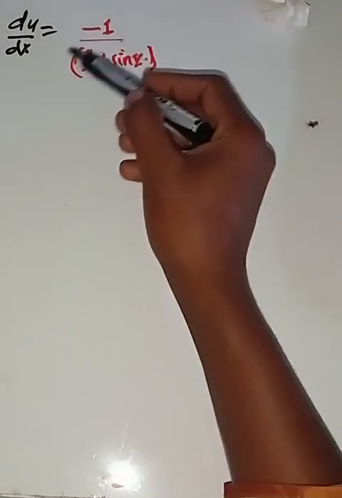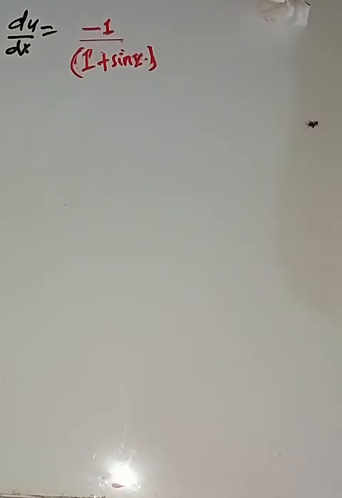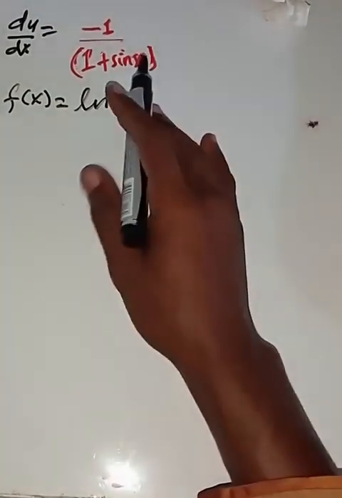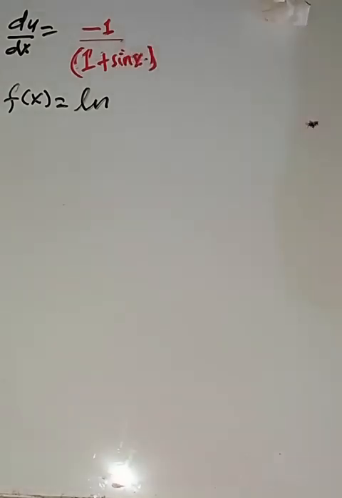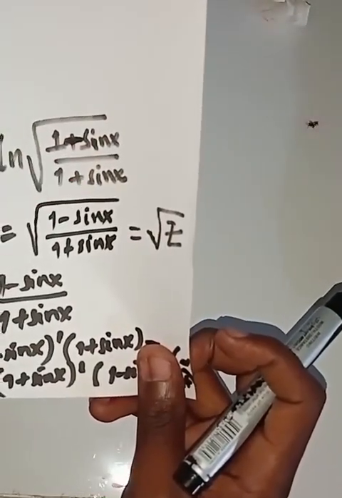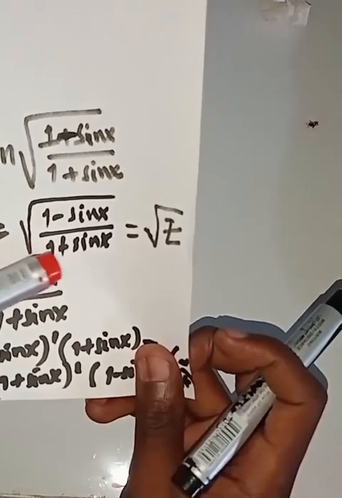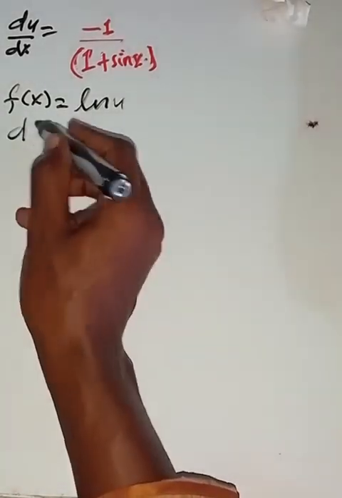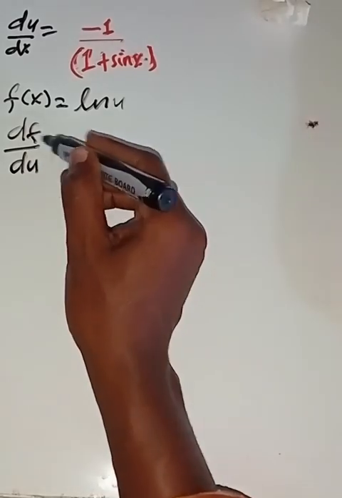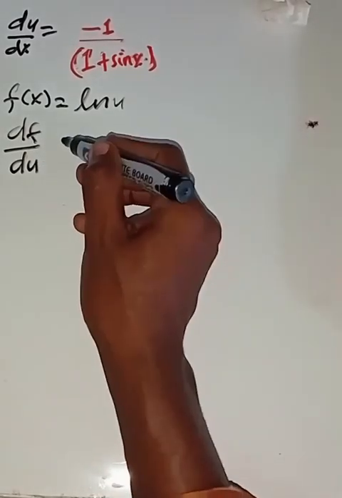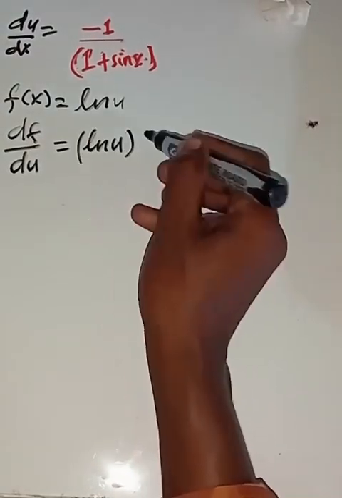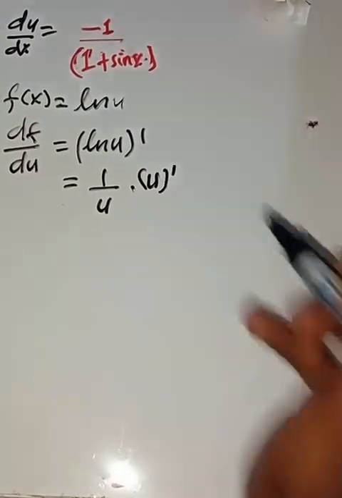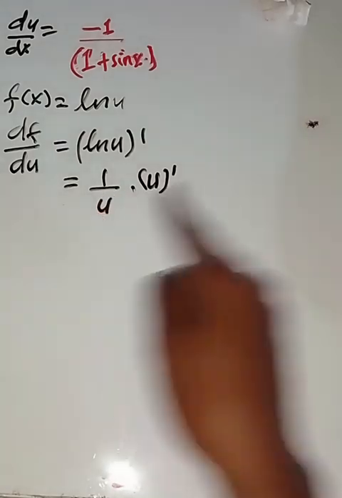So, first equation: du/dx is equal to negative 1 over 1 plus sine of x. From the first equation, since we have f of x equal to ln of the function under the radical, we take this one as u, the radical of (1 minus sine x) over (1 plus sine x) is equal to u. So df/du, the differentiation of f with respect to u, is the differentiation of ln of u, which is 1 over u times u derivative.